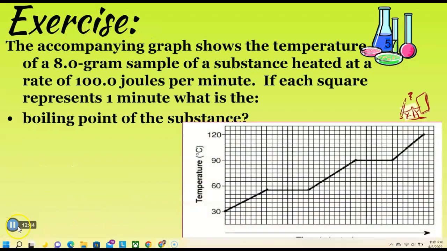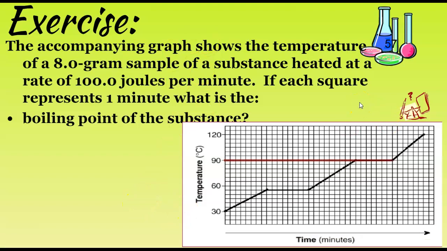Cool. Last but not least, I've got this lovely little diagram, which you will see in your green pages. When I have this diagram, I can use all the information on here to help me figure out what's what. The accompanying graph shows the temperature of an 8-gram sample of substance heated at a rate of 100 joules per minute. If each one of these minute squares represents 1 minute, and each minute is 100 joules, each one of these is worth 100 joules.